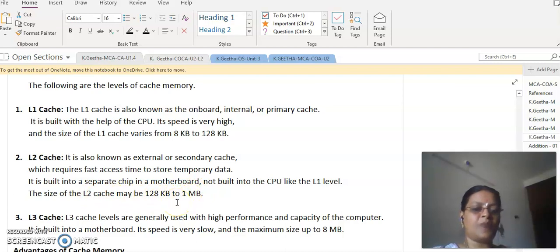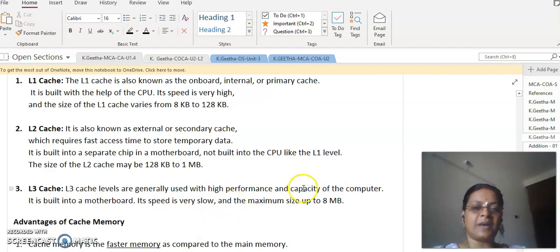So as we move away from the CPU, as the levels increase, obviously the capacity of the cache is going to increase. The last level cache, L3 cache, is well known for its high performance and capacity of the computer, and it is built in the motherboard itself, and of course its speed is slow compared to the previous levels, and the capacity of this cache may extend up to 8 MB.